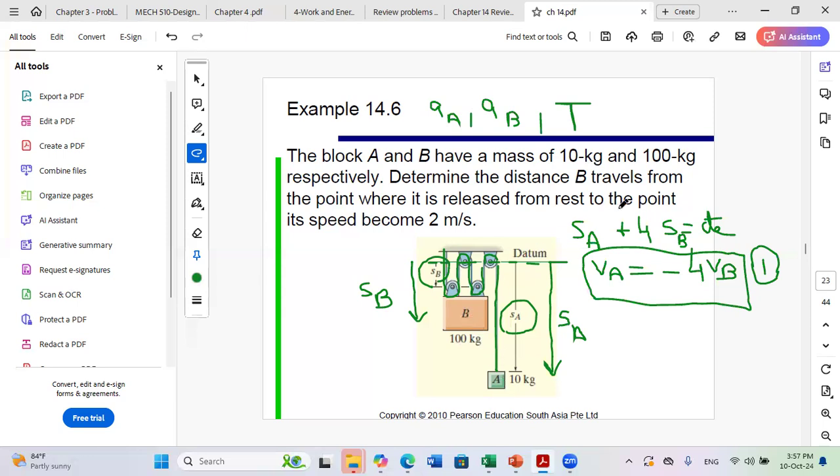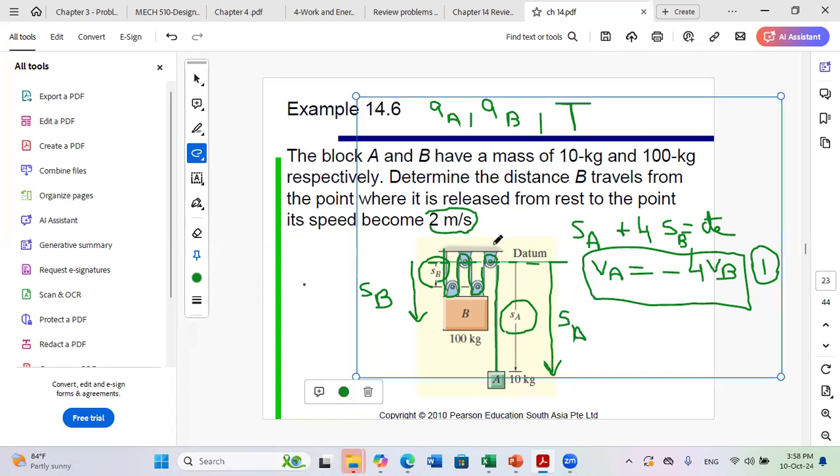And since here they gave us information about the final velocity, the final speed that we want to find is 2 meters per second, we had to relate acceleration to speed to solve for our system. Okay, so this is a possibility. But why will work and energy allow us to solve our problem in a much easier way? Because we have a system here.